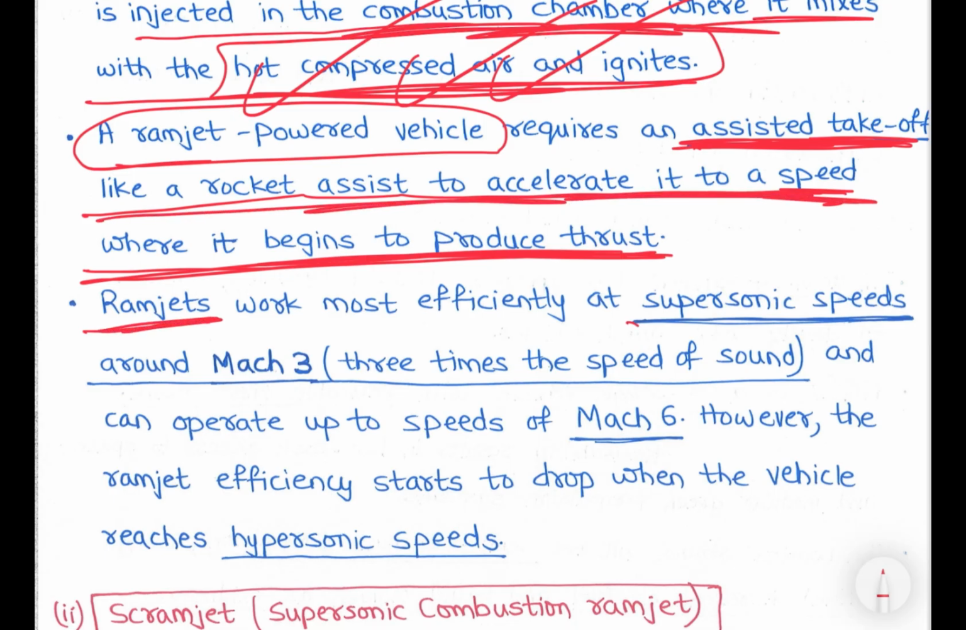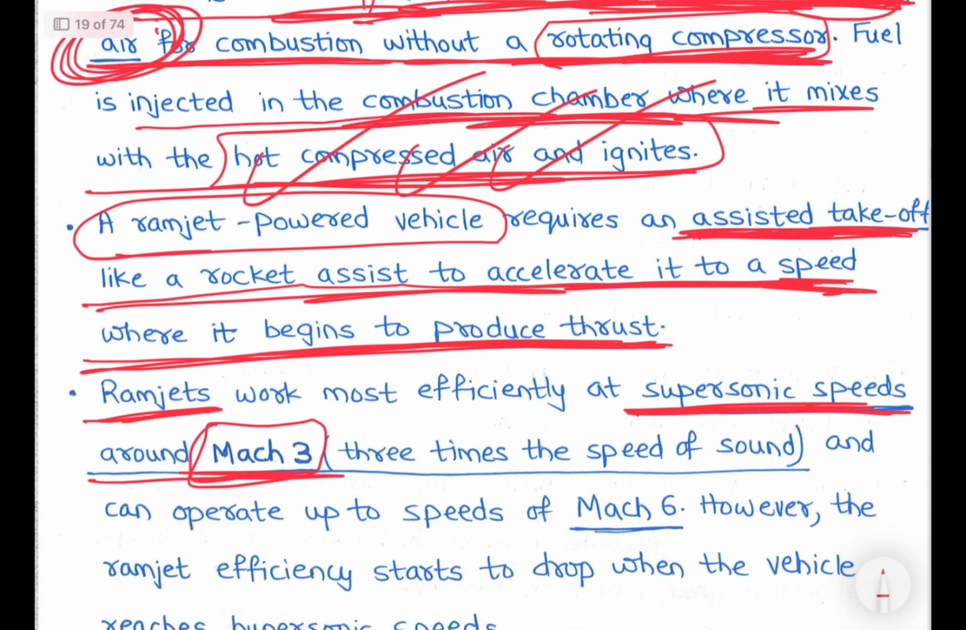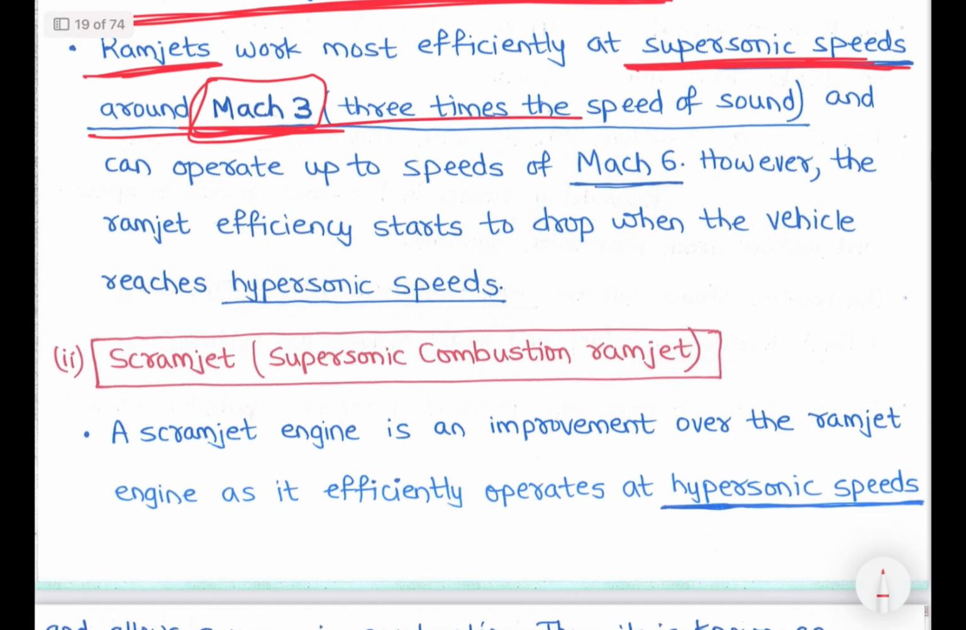रामजेट वर्क्स मोस्ट इफेक्टिवली एट सुपरसोनिक स्पीड्स अराउंड मैक 3, राइट. सो इसी स्पीड में भाई व्हीकल का फॉरवर्ड मोशन टू कंप्रेस इनकमिंग एयर, उसके लिए मैक 3 स्पीड जरूरी है, राइट. सो इफेक्टिव एट मैक 3 स्पीड, 3 टाइम्स द स्पीड ऑफ साउंड, राइट. उस स्पीड में ही हवा में ऑक्सीजन जो है उसको यूज कर सकती है, राइट. सो उसके लिए इनिशियल थ्रस्ट चाहिए, राइट. इनिशियली हमें उस स्पीड अटेन करने के लिए कुछ तो करना पड़ेगा, फ्यूल वगैरह चाहिए, राइट.